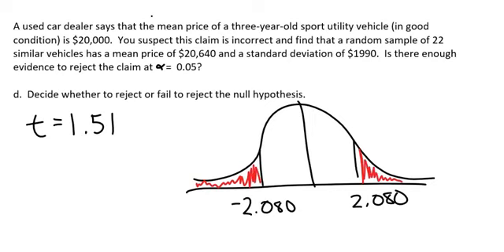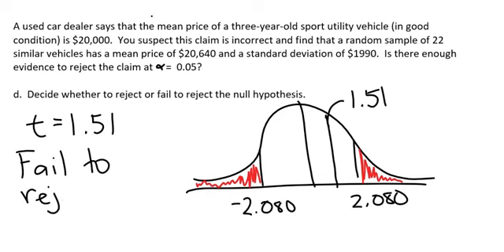Okay, now I'm going to plot my test statistic on this chart. And when I plot it, I find it falls about right here. Notice that I did not plot it in the rejection regions. Therefore, I would fail to reject the null hypothesis.